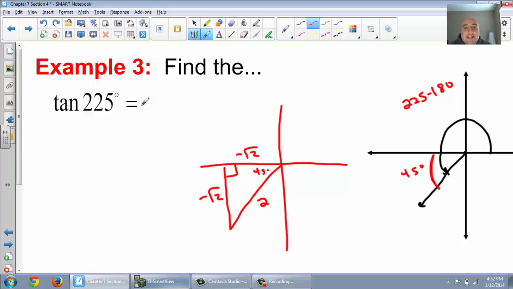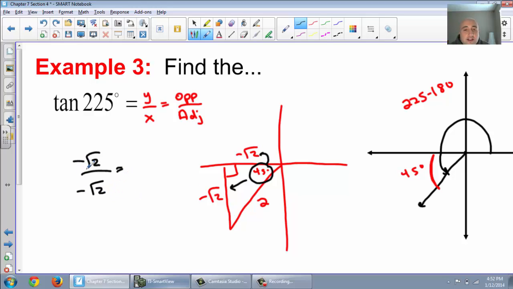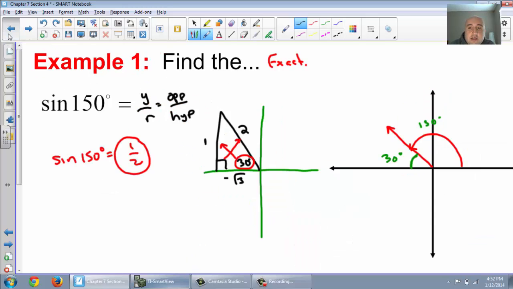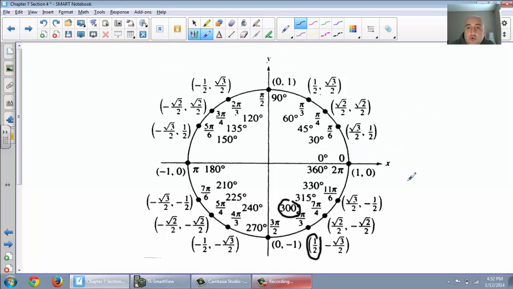What's tangent? Tangent is, from the last section, y over x, or opposite over adjacent. SOHCAHTOA, T-O-A. So what is this? Opposite. So here's my important angle. Opposite is negative square root of 2 over adjacent, which is negative square root of 2. And hopefully you see that negative root 2 over negative root 2 is positive 1. Positive 1. So you can't really check that on the unit circle, but I will talk more about this at a later time.